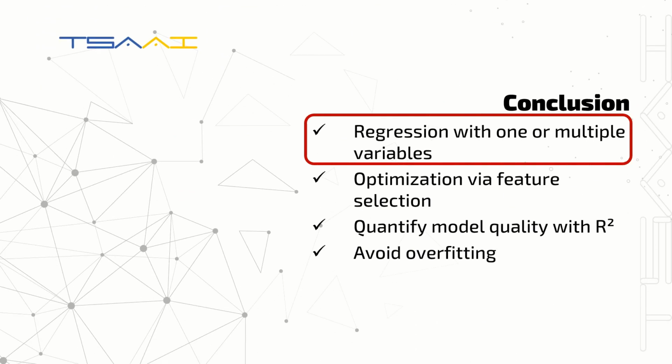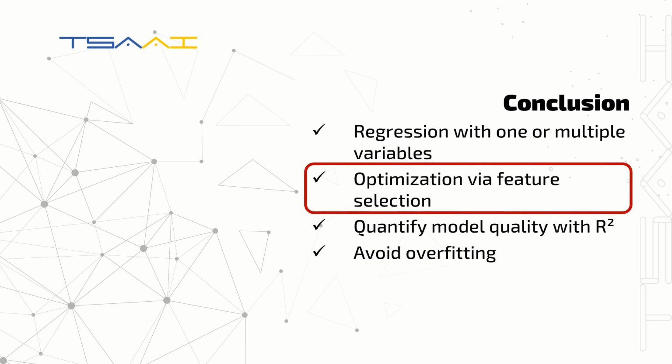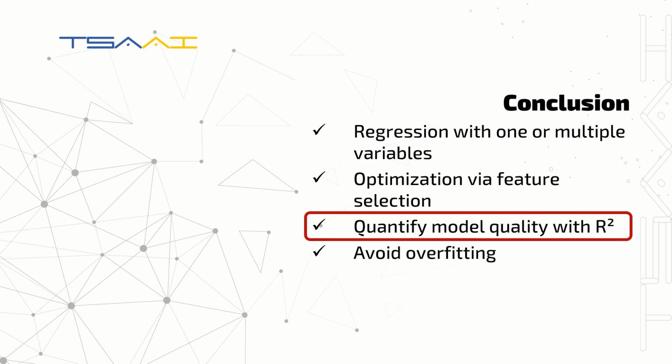And here you have it. Linear regression is a powerful tool in the world of artificial intelligence. We've journeyed from the basics of supervised learning to the nuances of linear regression with one variable expanded to multiple variables, and explored the crucial aspects of feature selection and quality metrics.